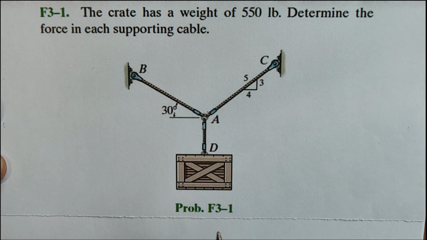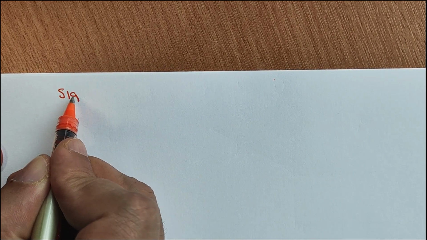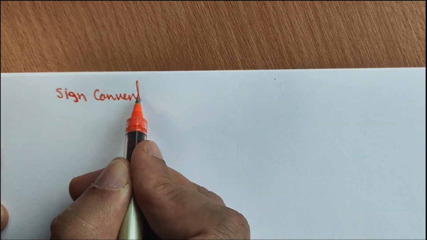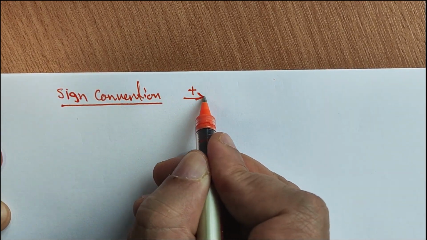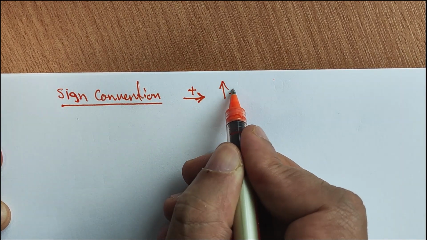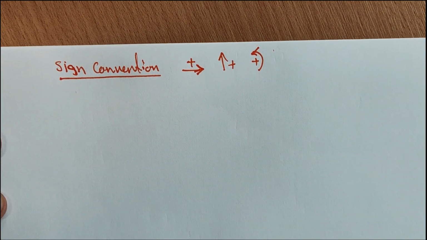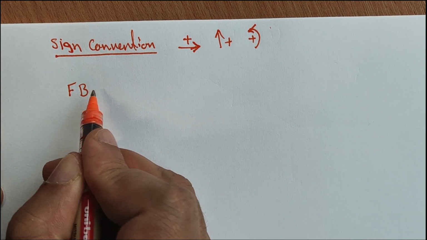So as usual, what we're going to do first is the sign convention. We take this direction to be positive for the X and Y axes, and if we have a moment, anti-clockwise will be positive. After our sign convention, we start with the free body diagram.